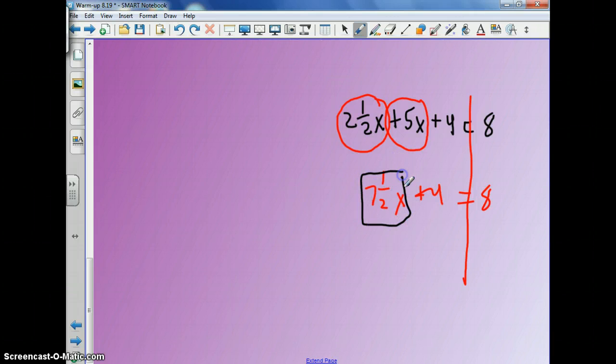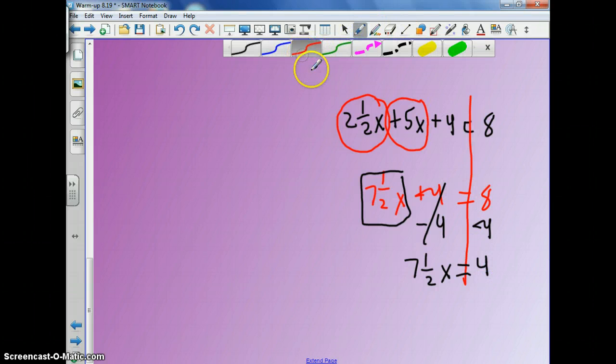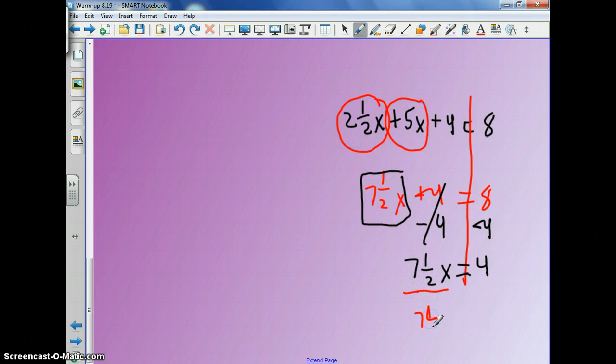Box in the variable, anything touching it. What's on this side but not in the box? Plus 4. Good, so we subtract 4 to do the inverse. We have what left on this side? 7.5x. 8 minus 4 is? 4. Excellent. And what's the inverse of times 7.5? Division. So we're going to divide both sides by 7.5.